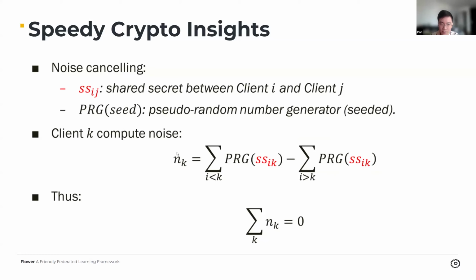And if we sum the N_K together, assuming all the clients are able to send their model updates to the server, you'll find that these noises cancel out each other and get 0. So although with N_K the model update from client K becomes random noise, the server doesn't really need to know the individual client update. You can just sum all the masked models together, and all these noises cancel out each other.